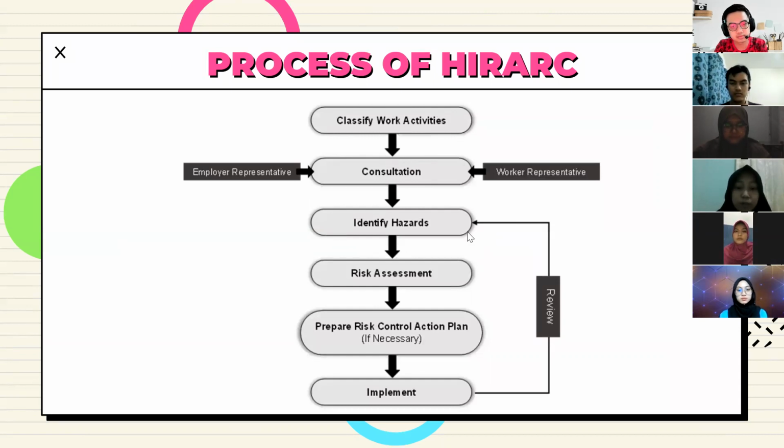The next step is to do the risk assessment. What is the existing control measure, and how high is the risk? After that, prepare the risk control action plan if necessary. Lastly, after we implement the control, we still need to review and check whether there are other hazards posed by the controls that have been implemented.